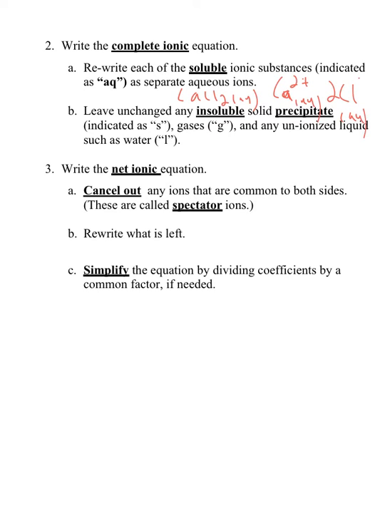So now we're going to write the net ionic equation. So we're going to cancel out anything that is the same on both sides. In our example up above, we had some substances that were written the same on both sides, and we canceled those out if they looked exactly the same. In our previous example, our spectators were the sodium and the nitrate. You then rewrite what's left, and this is your net ionic equation.